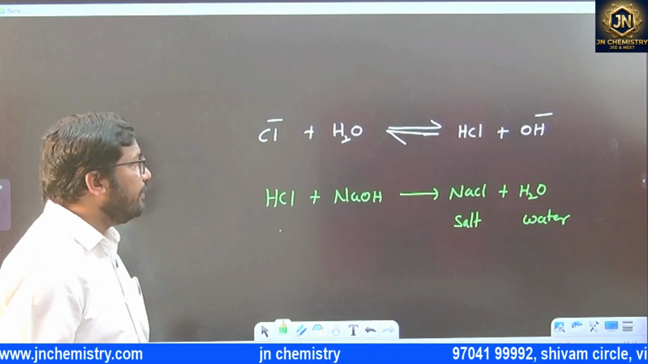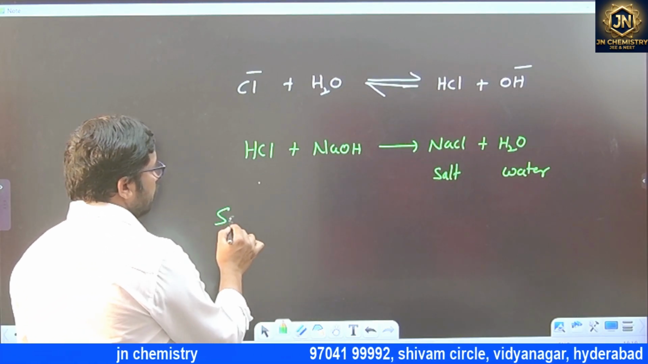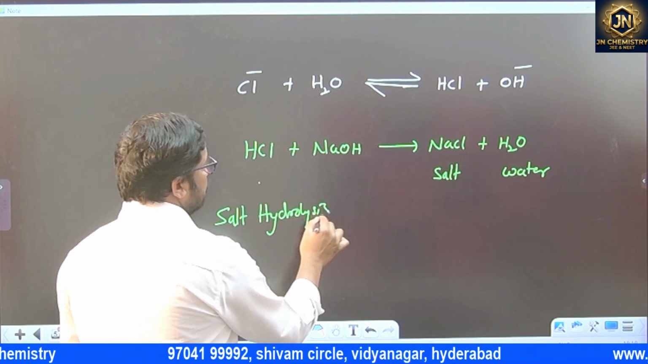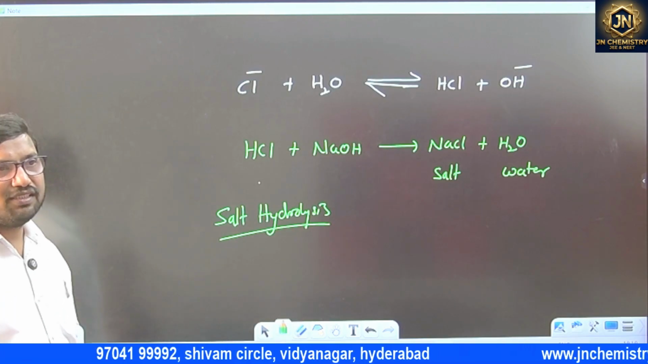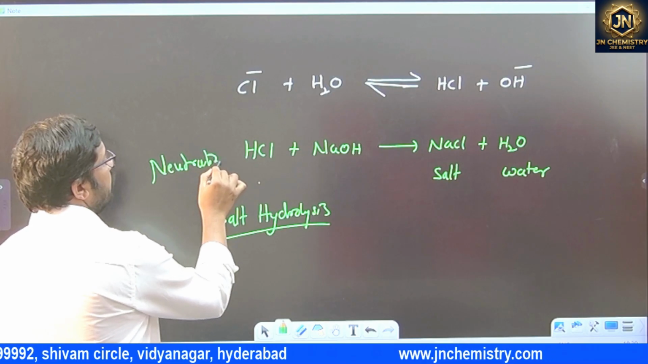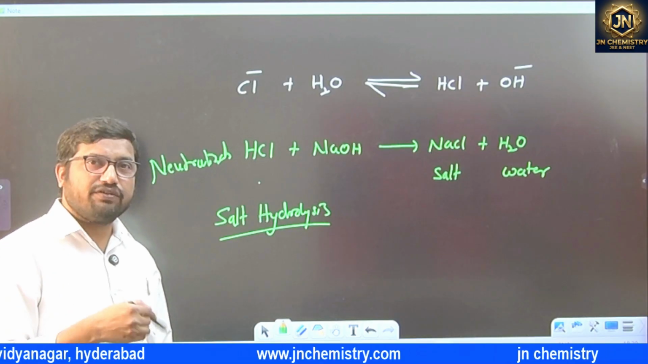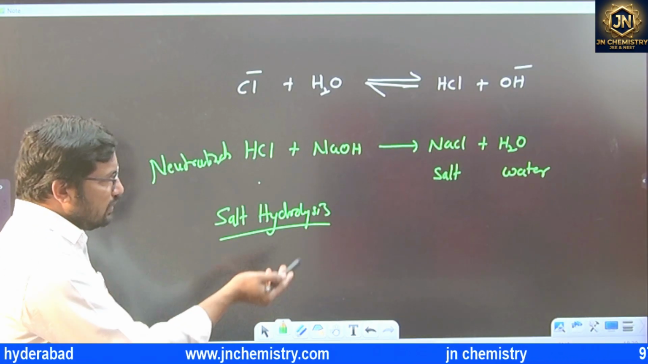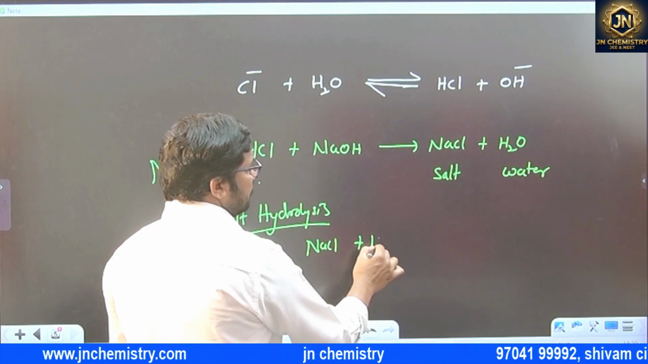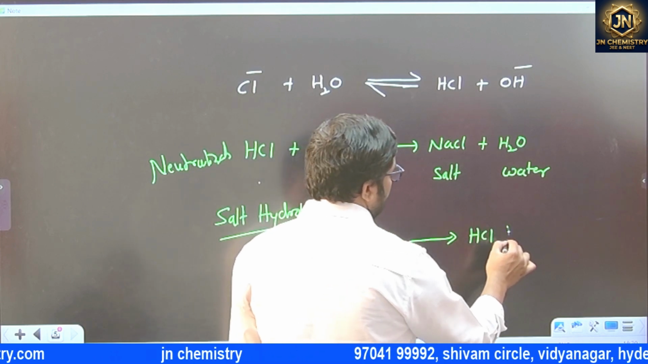So here is one of the important topics in equilibrium. In ionic equilibrium, that is nothing but salt hydrolysis. Salt hydrolysis means what? This is the neutralization reaction, right? Opposite of neutralization is nothing but salt hydrolysis. So NaCl, salt, plus H2O gives HCl plus NaOH.